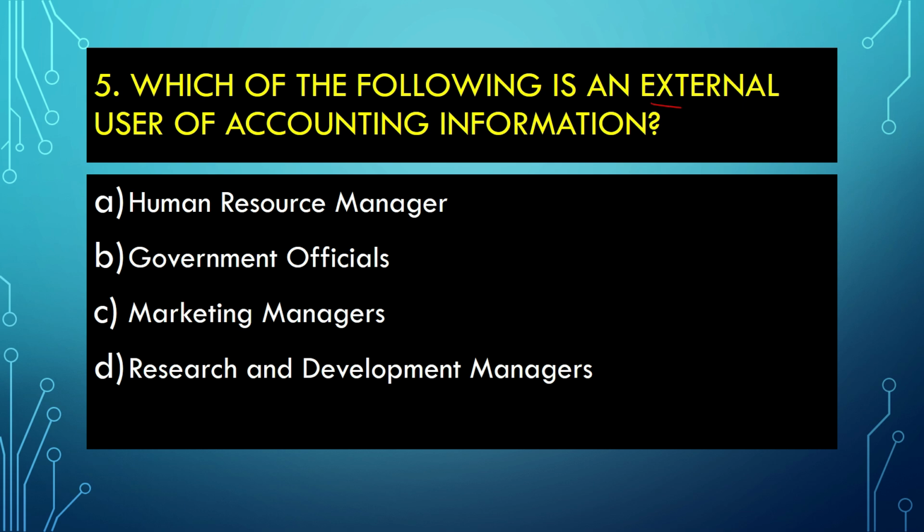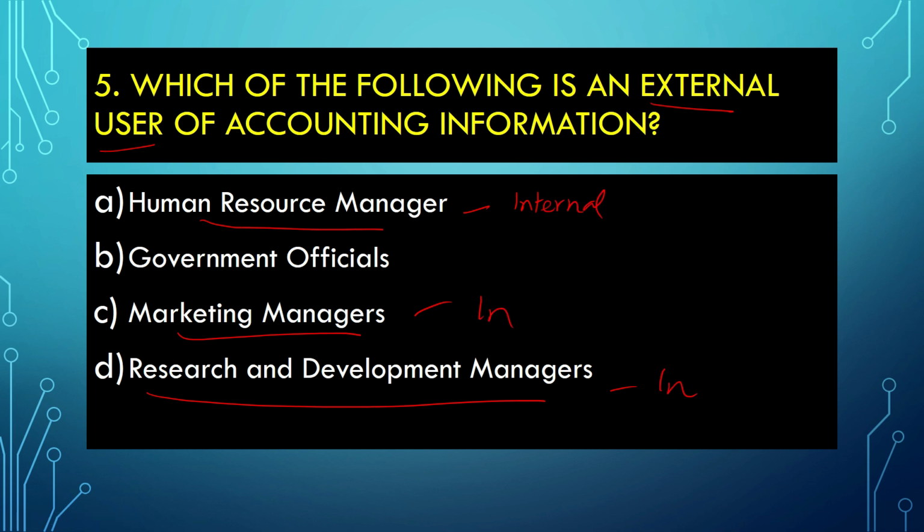Which of the following is an external user? There are two types of users, internal and external. The managers and officers of the business are the internal users. So any type of manager, whether it be human resource manager, marketing manager, or research and development manager, all are internal users. But government officials are the external users, because the government is not within the business organization, it is an outside party. So government officials are the external users, and therefore the correct option is B.